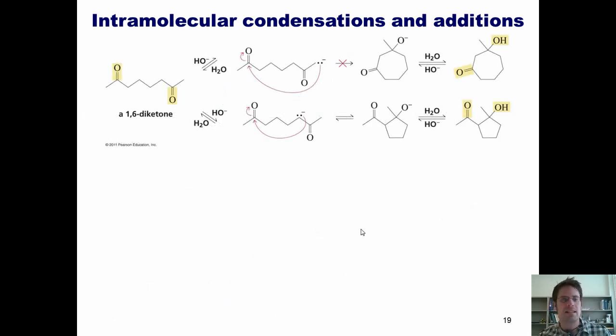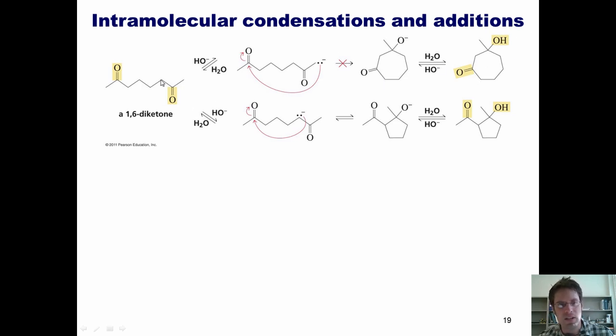So let's look at this example. Here I have a 1,6-diketone. I could deprotonate from the external carbon, giving me this enolate. And if this enolate condenses on the carbonyl, I end up with a 7-membered ring, and this product after protonation.